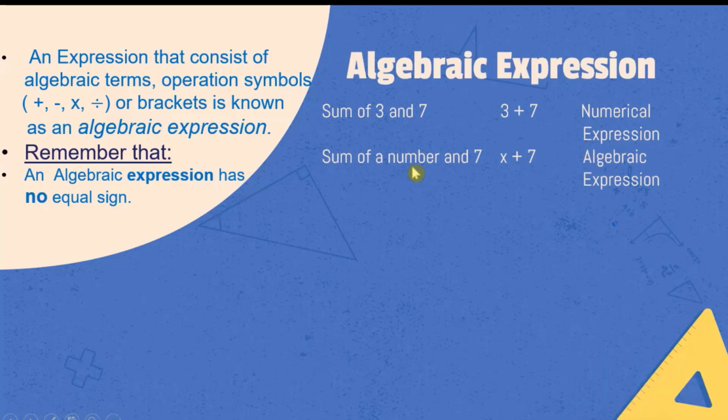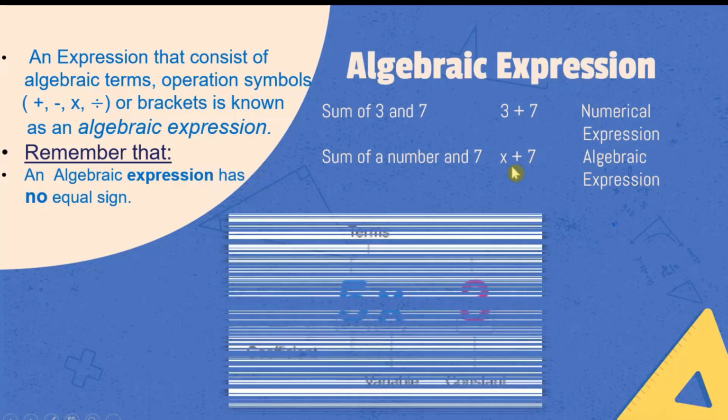Now look at this, sum of a number and 7. Now we don't know the number, so we can say a number be x. X plus 7, that is an algebraic expression. This is an algebraic expression because there is one unknown here, that is x. We do not know the value of x here. So this is the way to write an algebraic expression. Look, you can see here there is no equal sign in this expression.